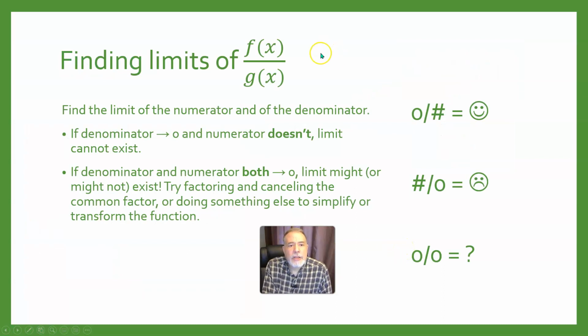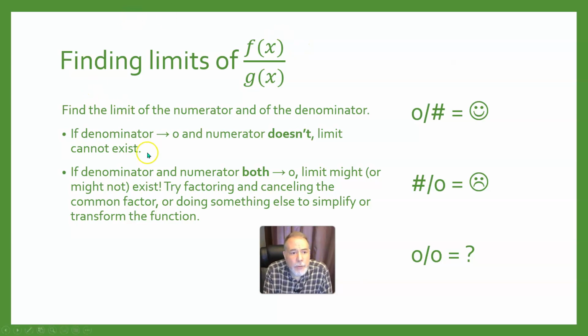So in a situation like that, where the function you're looking for the limit of is made up of a numerator over a denominator, start by looking at the numerator and the denominator individually and see what they are doing. What are they approaching? If the denominator doesn't approach 0, if it approaches some other number, then you're good to go. You just take whatever the limit of the numerator is divided by whatever the limit of the denominator is.